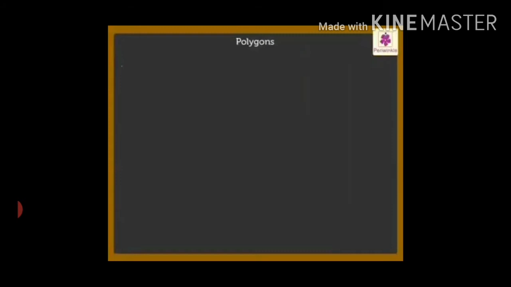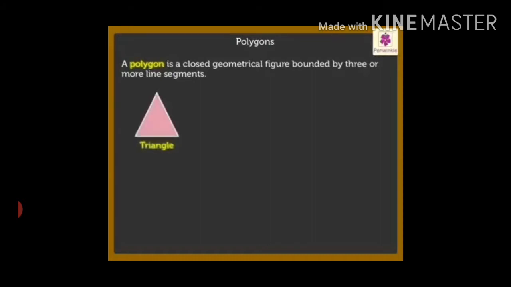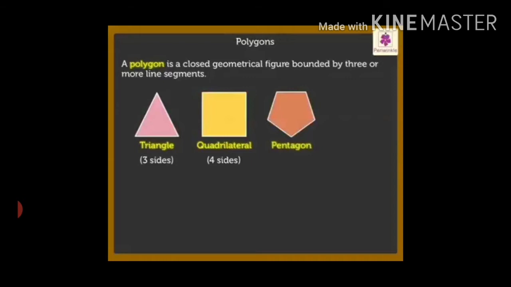We know that a polygon is a closed geometrical figure bounded by 3 or more line segments. Now, let us look at some of the polygons. A triangle is a three-sided polygon. A quadrilateral is a four-sided polygon. A pentagon has 5 sides. A hexagon has 6 sides.